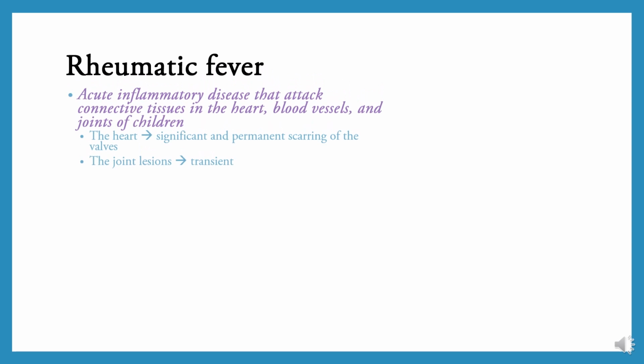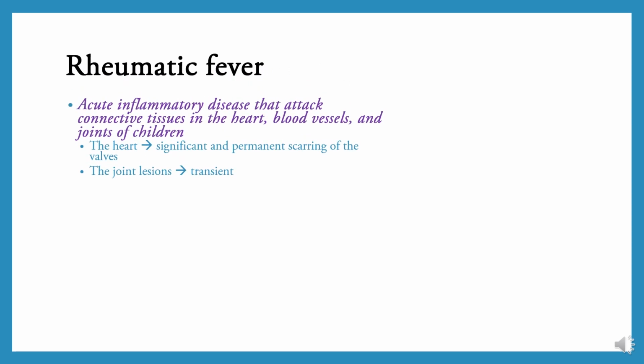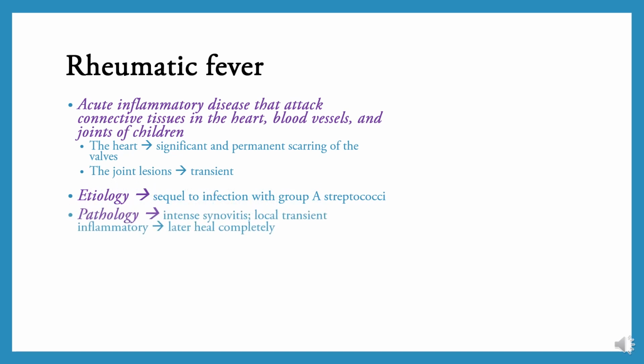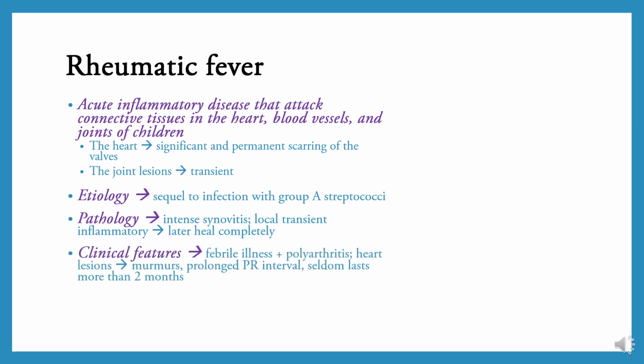Rheumatic fever is an acute inflammatory disease that attacks connective tissues in the heart, blood vessels, and joints of children. The etiology is a sequel to infection with group A streptococci. The pathology involves intense synovitis and local transient inflammation, which could later heal completely. The clinical feature is febrile illness with polyarthritis. In the lab, we can see elevated ESR and antistreptolysin O titer.